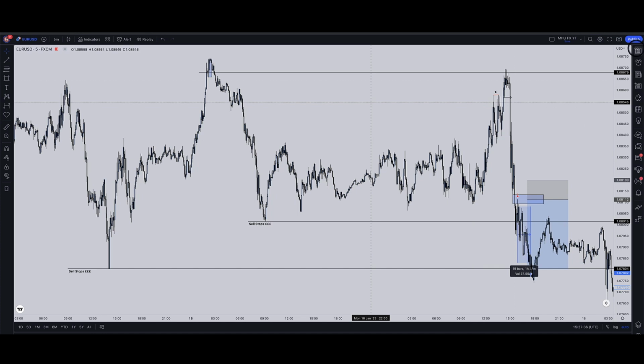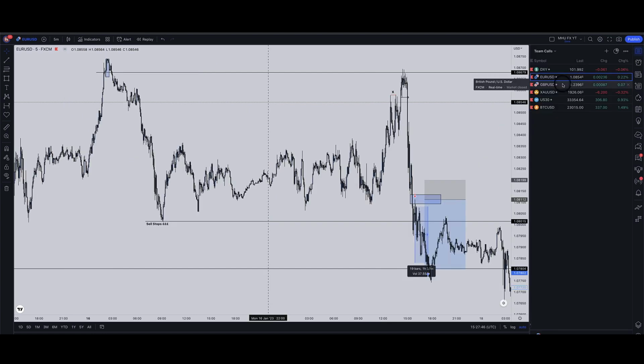And you know what I'm going to do? I'm going to show you another one on gold. So this one I didn't catch on TradingView. I did catch on MT4 because I wasn't on TradingView at the time anyway. So let's go to gold.